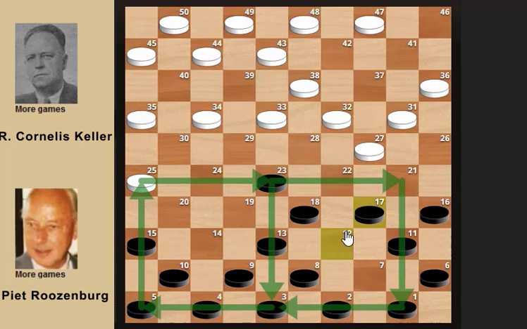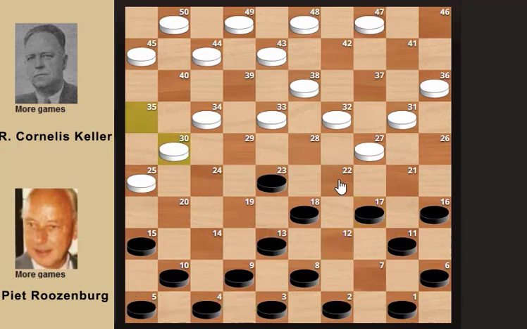But Roozenburg decided to play 12-17 instead of removing this piece here. So he decided to play 12-17. So Keller's current position is at 30. So he played 35-30.